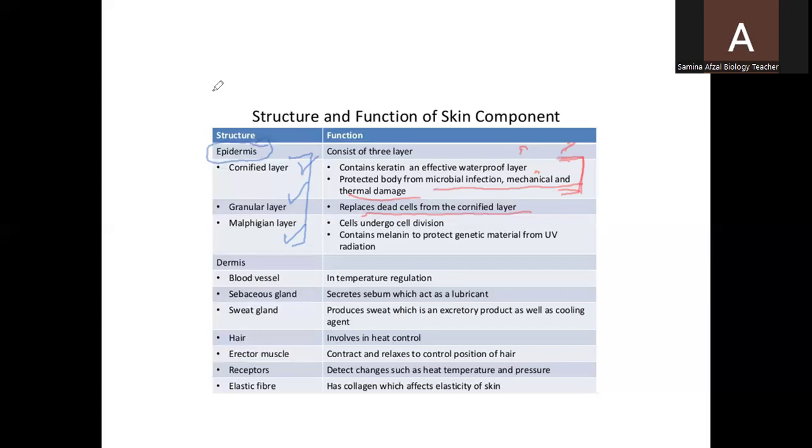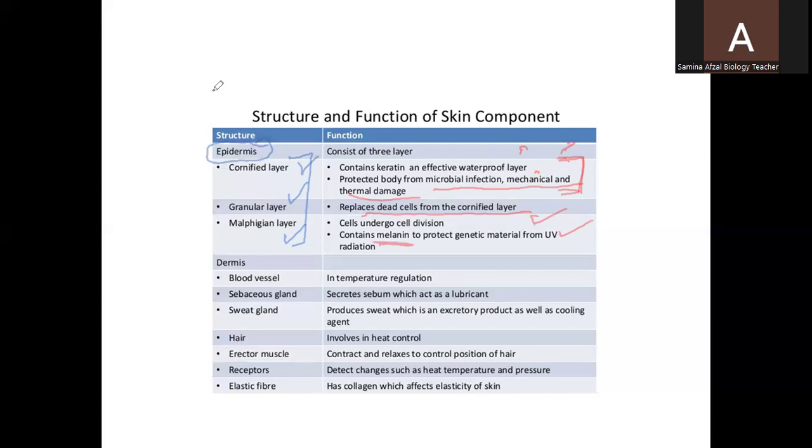And then the lowermost layer of the epidermis is the Malpighian layer, which contains blood capillaries. So cell undergoes cell division. It means it consists of living cells, contains melanin to protect genetic material from ultraviolet radiations. Melanin is, you can say, pigment which give color to the skin.